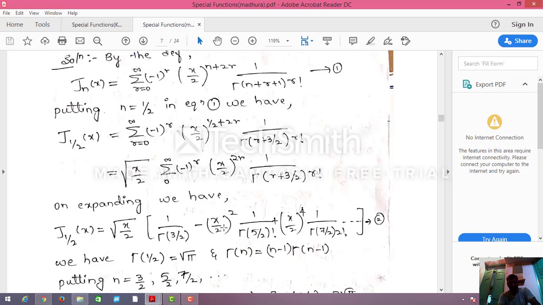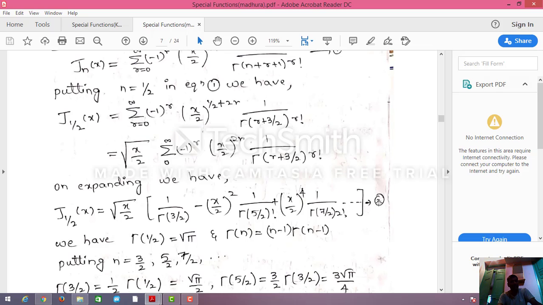For r equal to 1, 1 divided by 1 plus 3 by 2, which is 5 by 2, gamma of 5 by 2 into 1 factorial. Plus, next, r equal to 2. Minus 1 whole square is plus 1. X by 2 whole power 4, since 2 into 2 is 4. 1 divided by 2 plus 3 by 2, which is 7 by 2, gamma of 7 by 2 into 2 factorial, and so on.